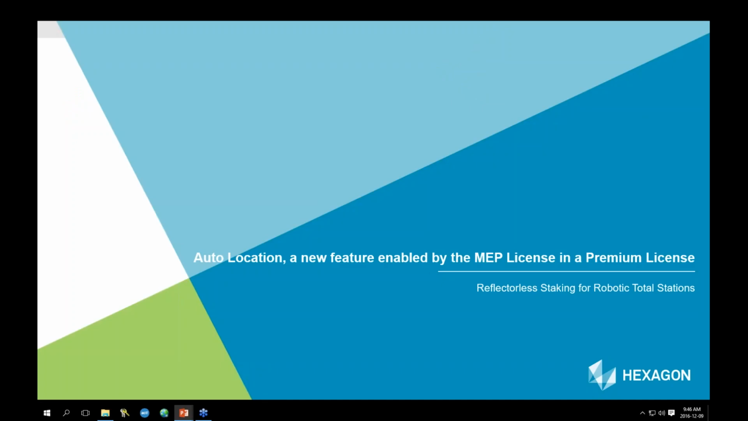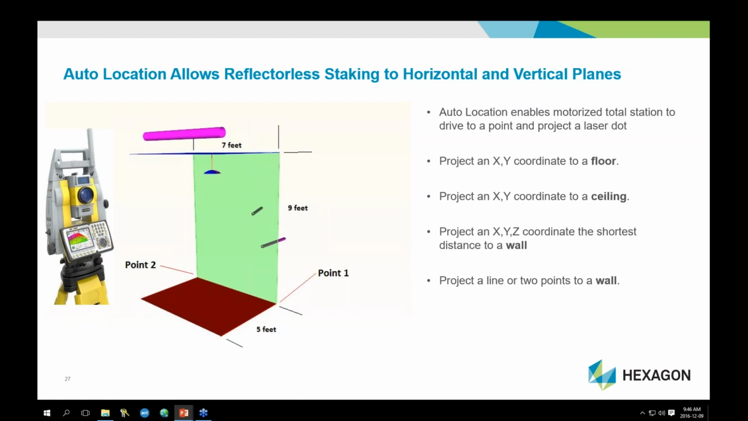So auto location is a new feature. Customers that have a premium license of FieldGenius will find when they activate FieldGenius 9 that an MEP license is added. Auto location, to characterize it briefly, think of this as a reflectorless staking feature that is designed for robotic total stations. And typically it's used in a construction situation when you've got a horizontal or a vertical plane, and you're looking for a quick and easy way to project a position to it.